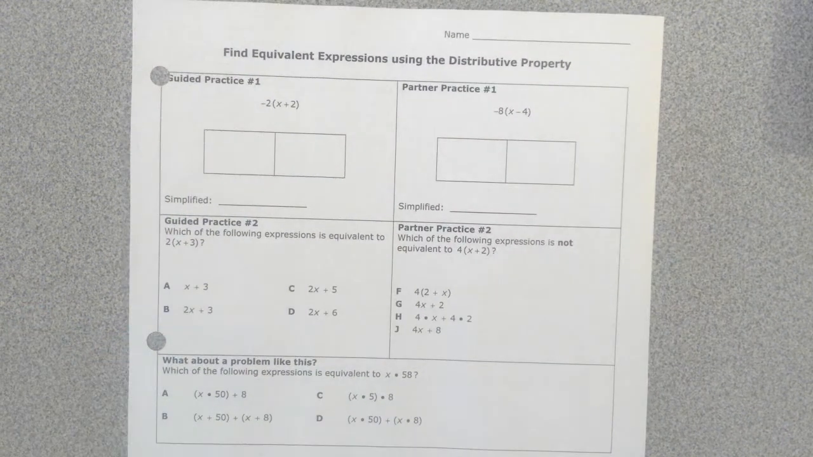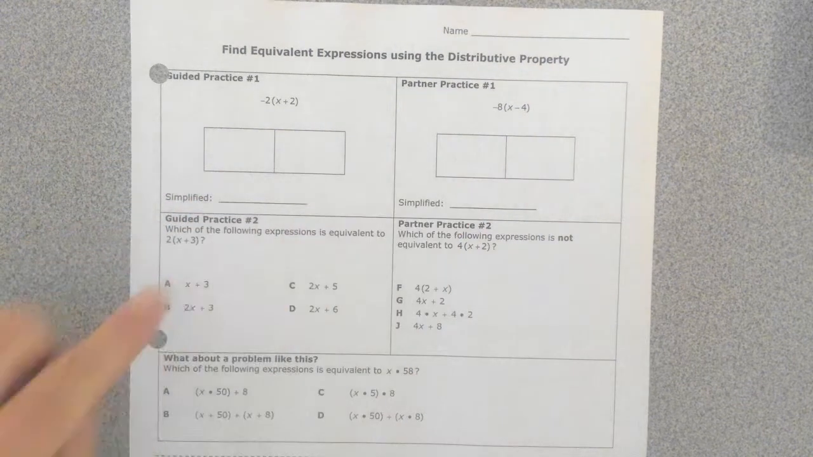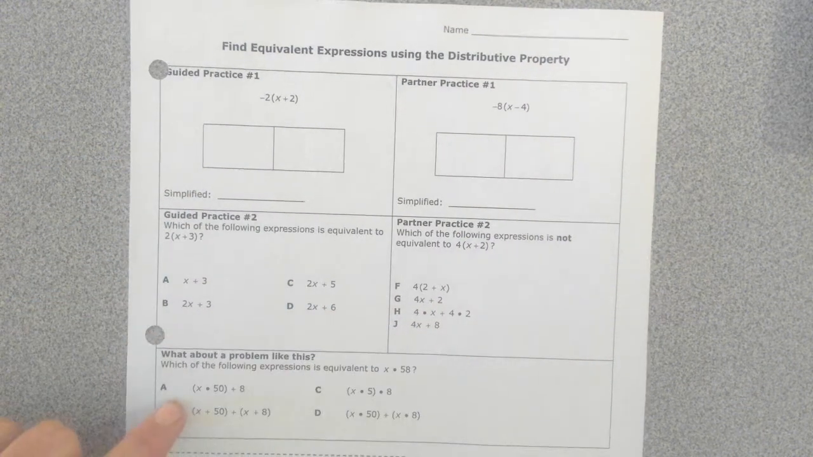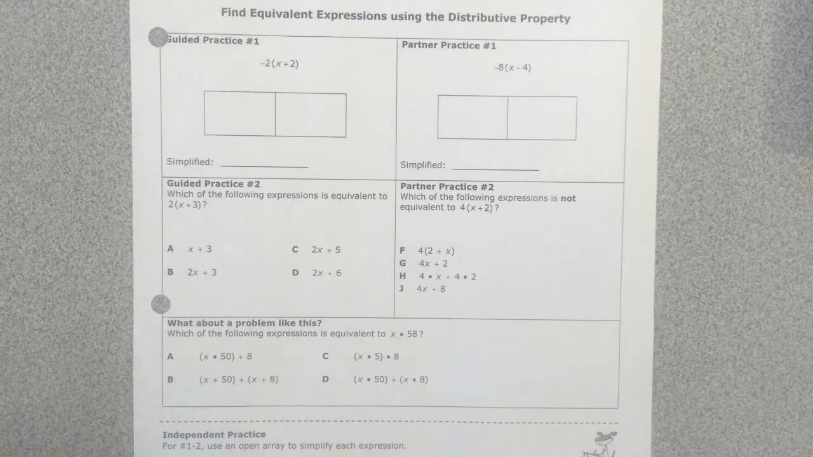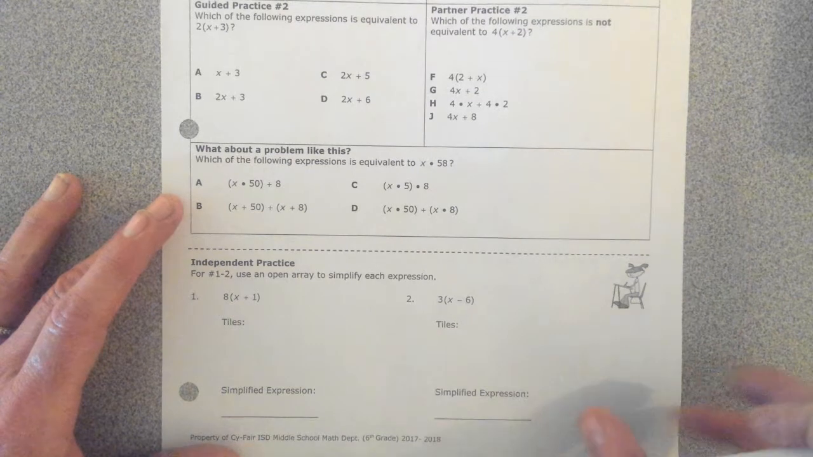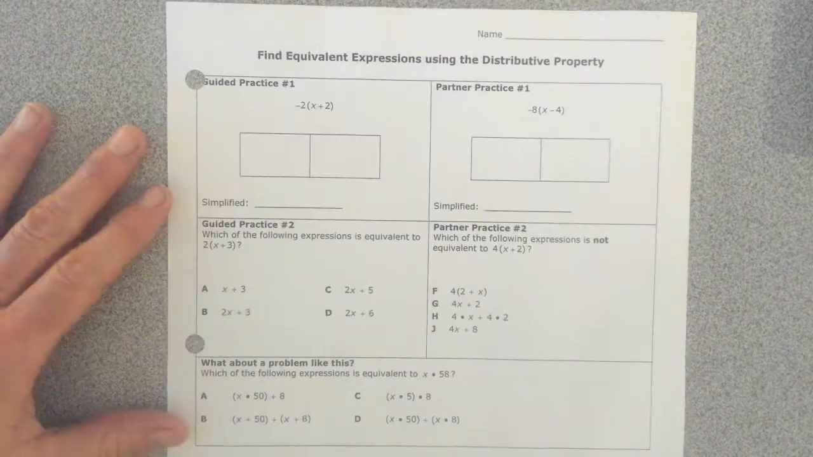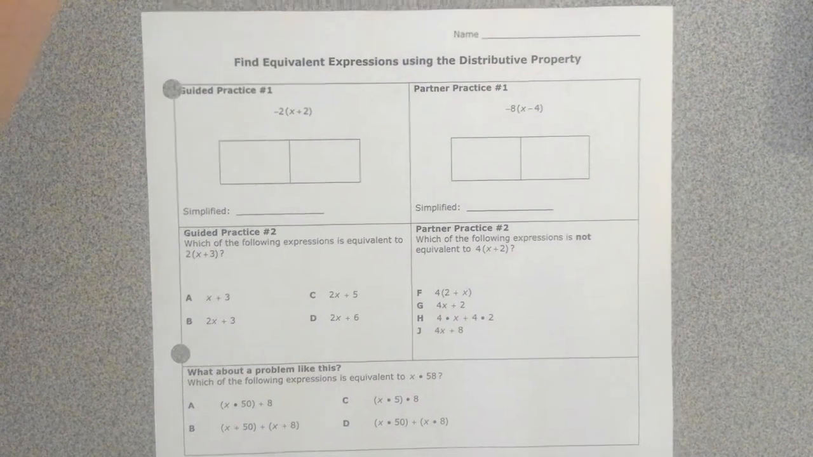All right, now on your paper that we had here, this left side is guided practice and the right side is partner guided practice. And then we talk about this one, what about this problem? And then you go on to the independent questions 1 and 2, and then 3 through 8 on the back. All right, on the front, guided practice, the first one. Let me zoom in a little.